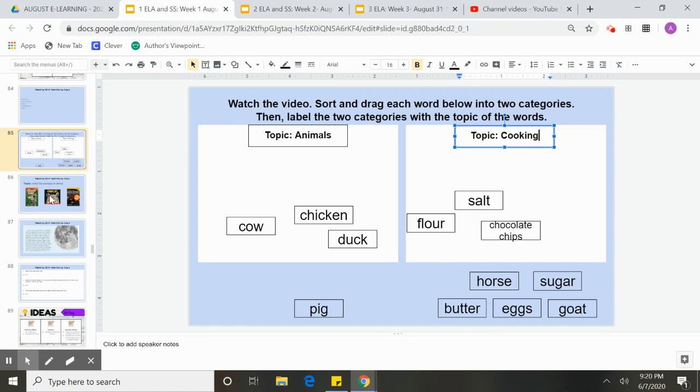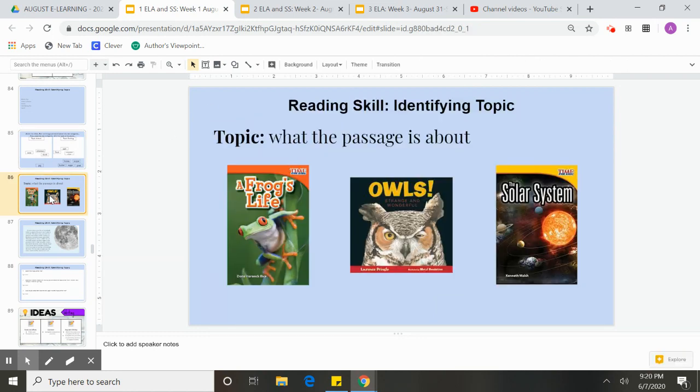We do the same thing in reading. When we pick up a book, we identify what that book or that passage is about, and that is our topic. There's 3 books here on our screen, and we have an advantage with these 3 books because the titles and the pictures help us determine what the topic is.